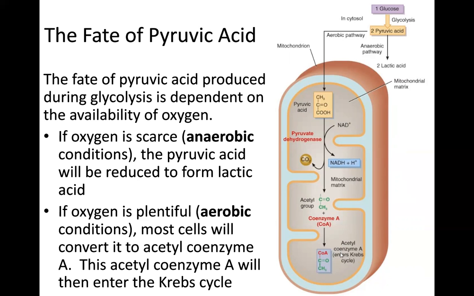But that's not always possible. In some cases, because oxygen is not plentiful, an anaerobic pathway has to take place. When oxygen is scarce, we convert pyruvic acid to lactic acid. We're going to talk about that on the next slide. But that's not the preferred mechanism. The preferred mechanism, which we'll jump into after we cover this quick anaerobic pathway, is the aerobic pathway.